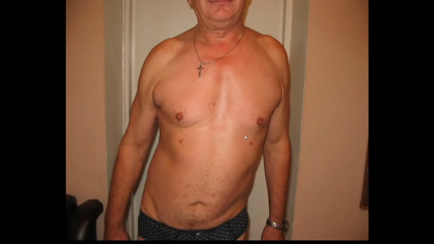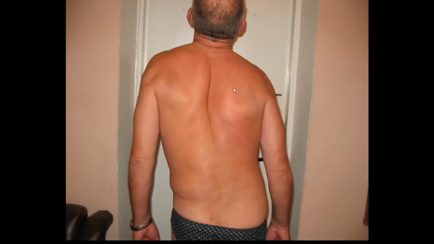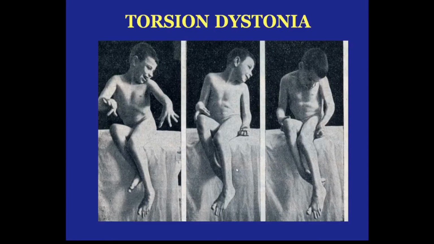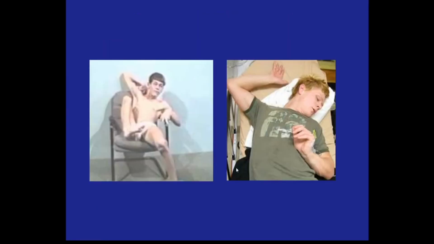This is our patient with generalized dystonia. Idiopathic torsion dystonia, this is hereditary disease, and sustained permanent position of patient's trunk muscles, all body muscles. Same patient from his back. This is the picture of the kid with torsion dystonia. Also pictures of patients with torsion dystonia.